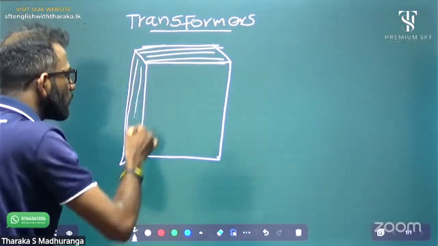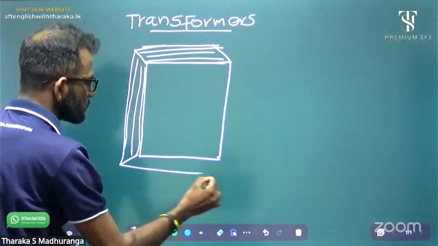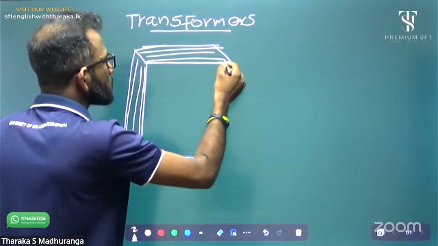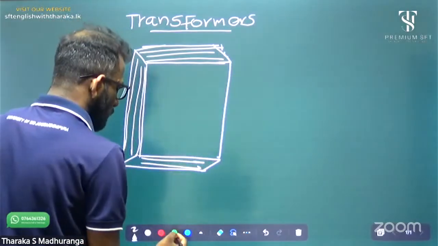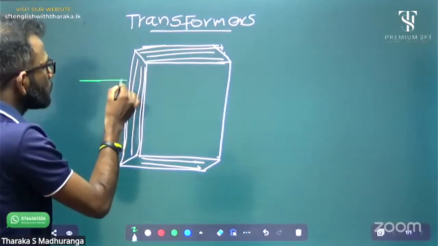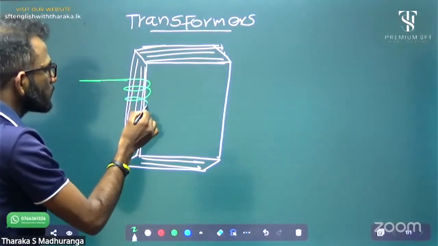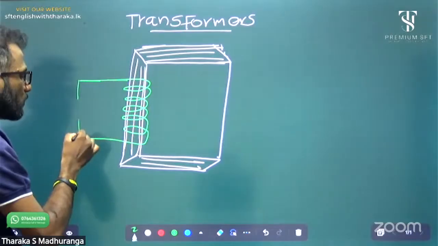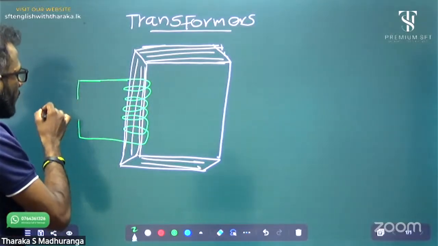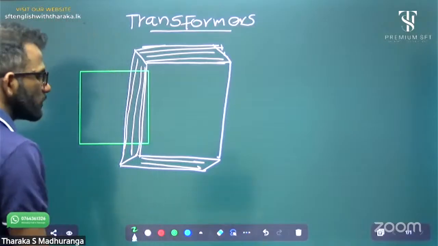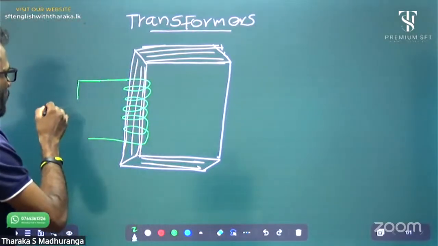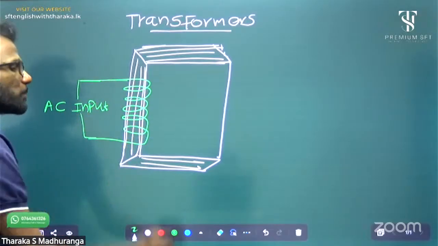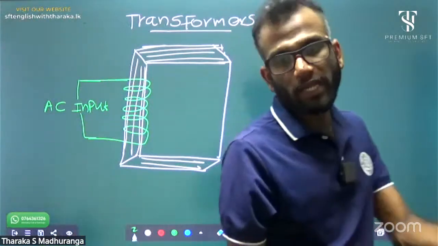This is the shape that we call a laminated core. This is a winding, the primary coil or primary winding. The number of turns of this winding is very important. Always this is the input, or AC current. AC current means alternating current. AC input is supplied to the primary winding. That's a primary coil.